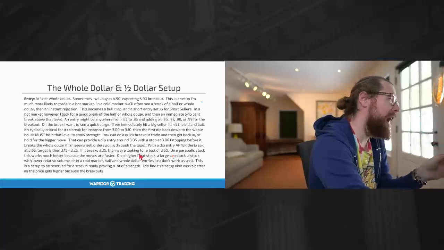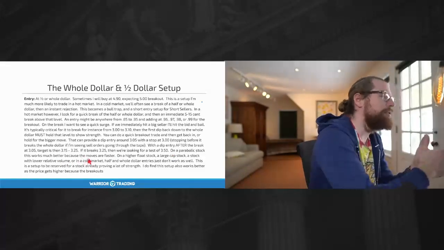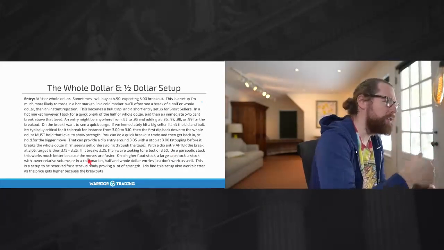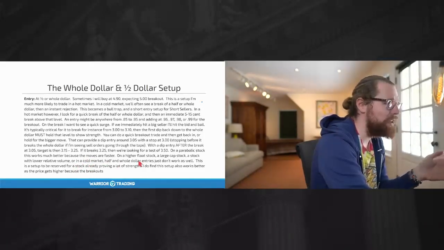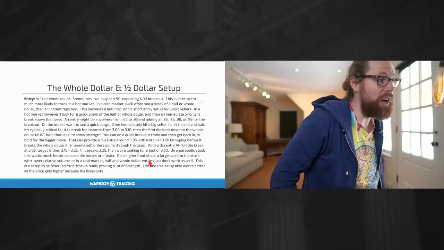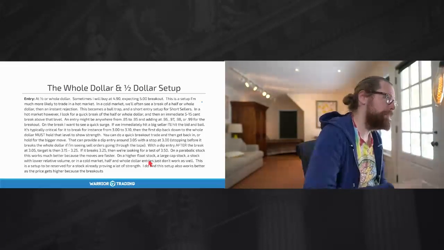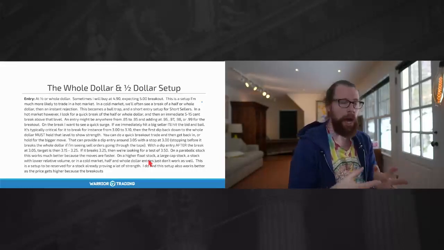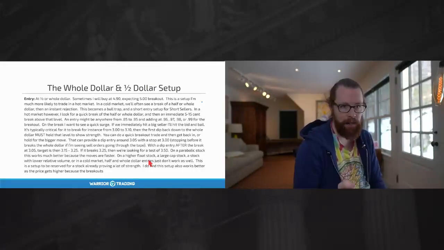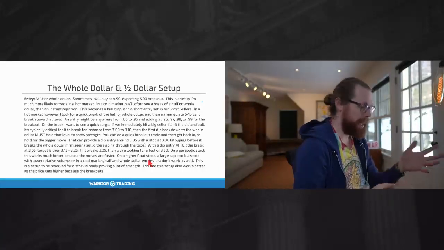On a parabolic stock, this works much better because the moves are faster. On a higher float stock or a large cap stock, or a stock with lower relative volume or in a cold market, $0.50 and whole dollar entries really don't work very well at all. And I just simply won't trade them. A bull flag, an ABCD pattern in a colder market can still work well. Can still work well on large cap stocks. I've traded them on Tesla and Netflix.